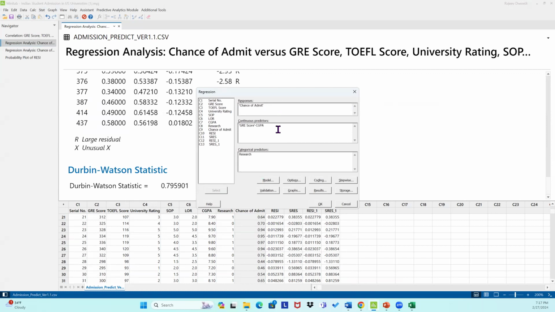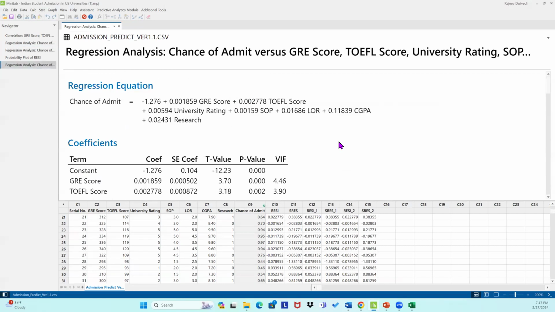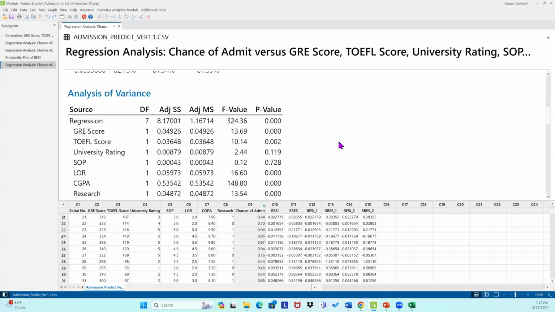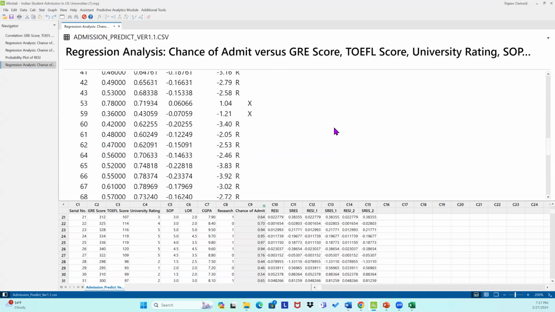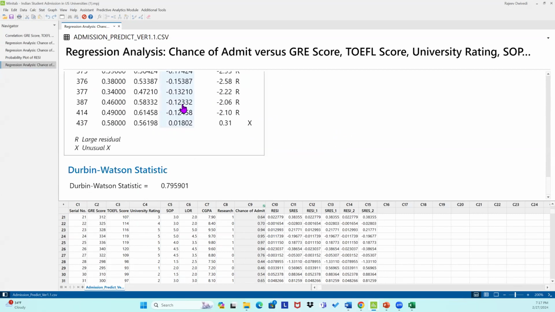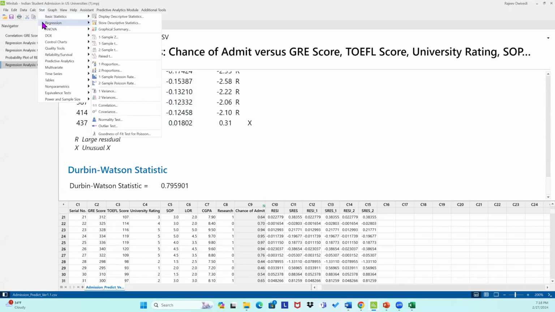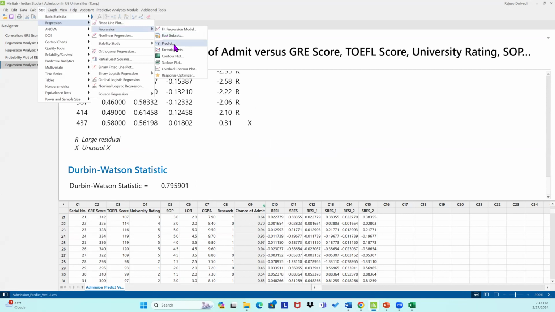I'm using all of them together. Okay, let's go. Okay, so now our Minitab remembers the last action, so this is the last model. Now let me go into predict. So basic stat, regression, and predict.